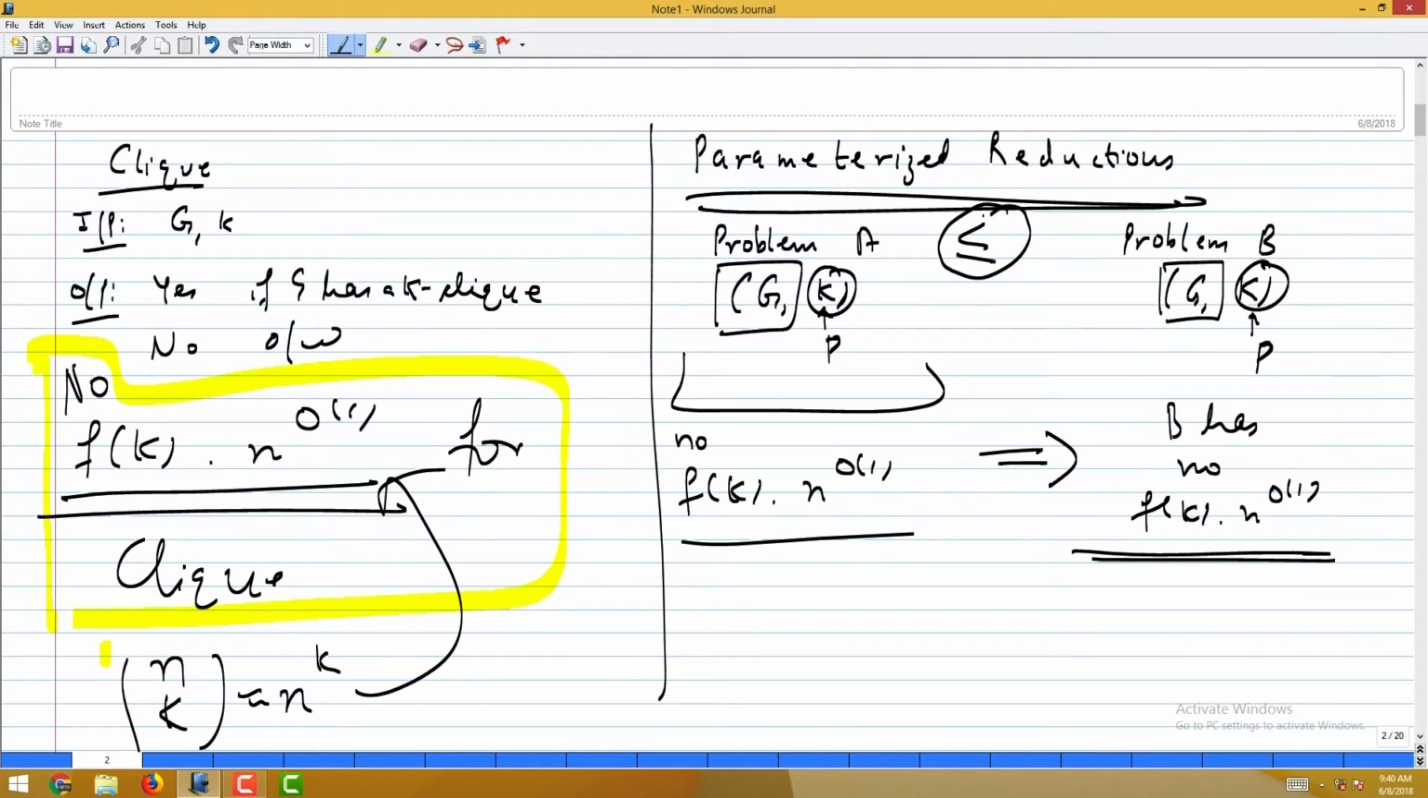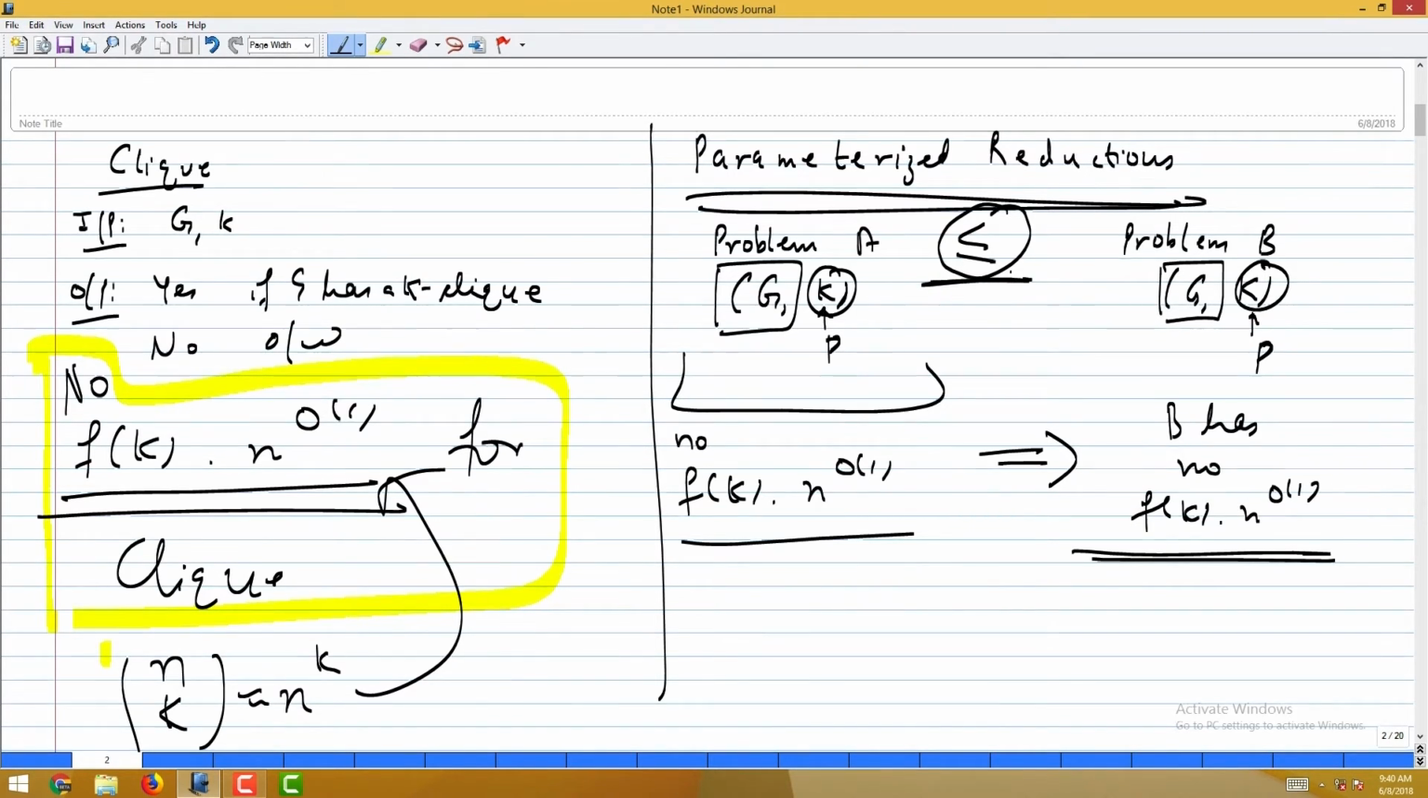We are trying to say that A has no f(k) into poly(n) algorithm, and we assume that B has an f(k) into polynomial time algorithm. So from there we want to say that if B had an f(k) polynomial time algorithm, then A should have one. This is what we want to say. So can this reduction take, say, 2^n time?